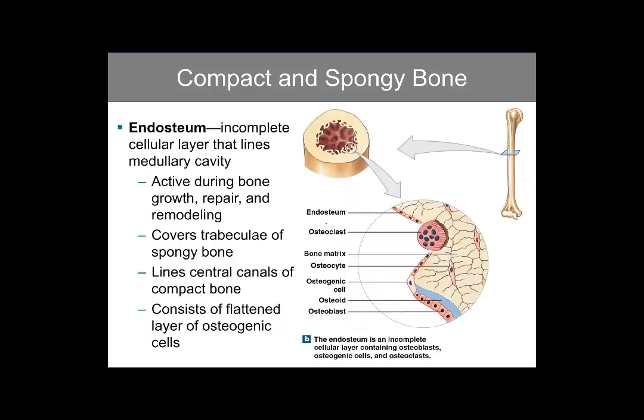The endosteum contains an incomplete cellular layer that lines the marrow cavity. So again, here's a cross-section of the humerus, and we find compact bone superficial to the deep medullary cavity. And it's the medullary cavity that is lined by the endosteum, or this incomplete cellular layer that lines the marrow cavity. The endosteum is active during bone growth, repair, and remodeling, and we'll have more to say about remodeling shortly. It covers the trabeculae of the spongy bone, and it's going to line the central canals of the compact bone.